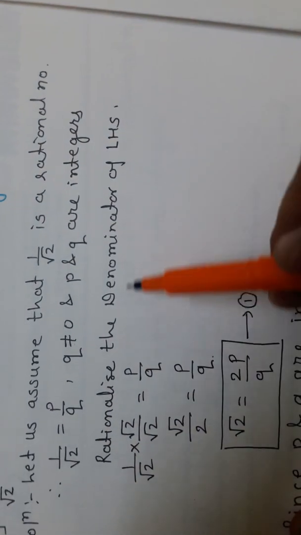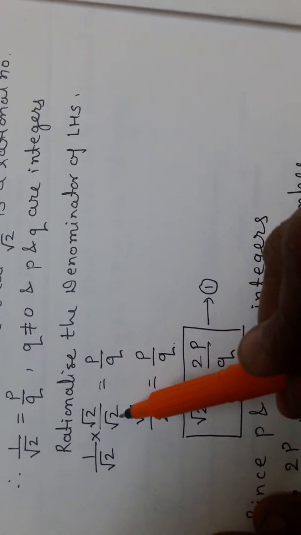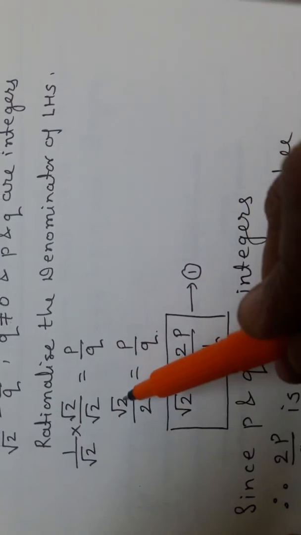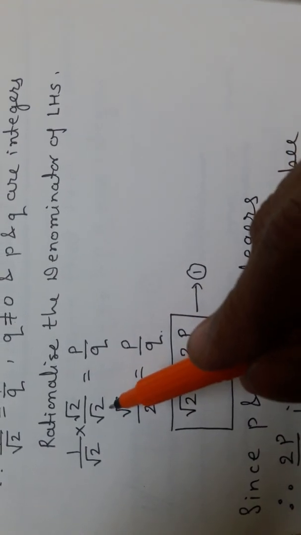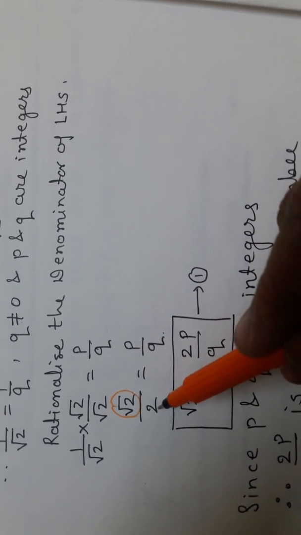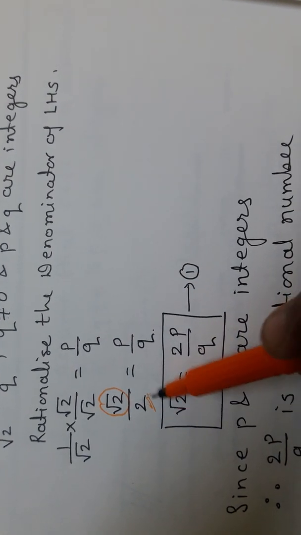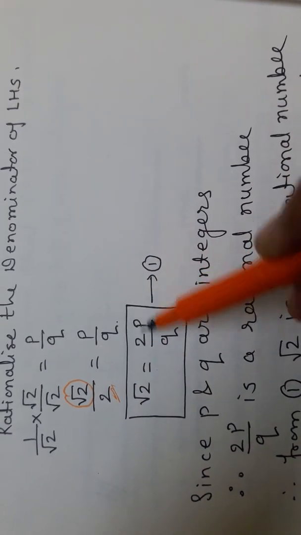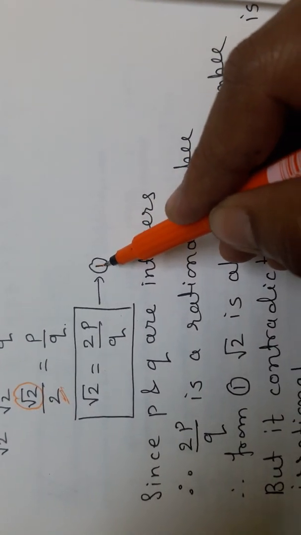So, to rationalize the denominator of the left hand side, we multiply numerator and denominator by root 2, which is equal to p by q. Here we get 1 into root 2 is root 2, root 2 into root 2 is 2, which is equal to p by q. As I told you, whatever term comes in multiplication, division, addition or subtraction, we have to shift to the right hand side. Here it is in the denominator, so on the right hand side it will go to the numerator, meaning multiplication. Root 2 is equal to 2p upon q. We will call this equation 1.